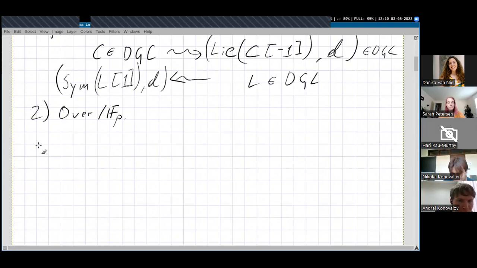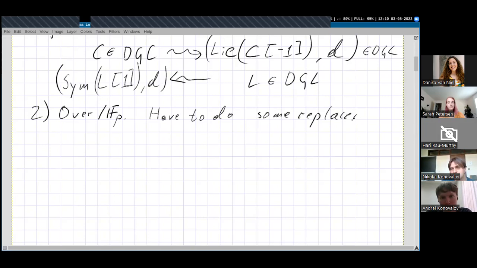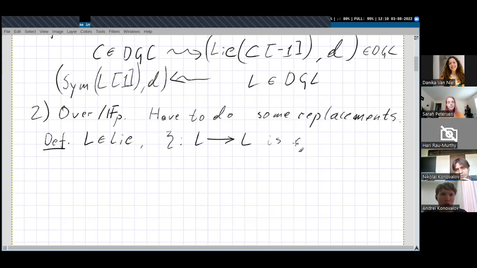So we have to do some replacements. I'm going to replace Lie algebras with Lie algebras with one additional structure. The map psi is called the operation if it satisfies our properties.